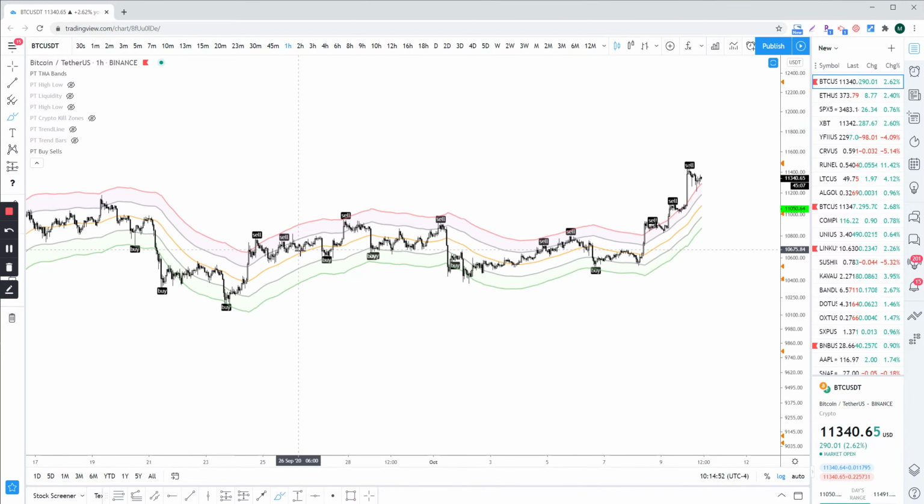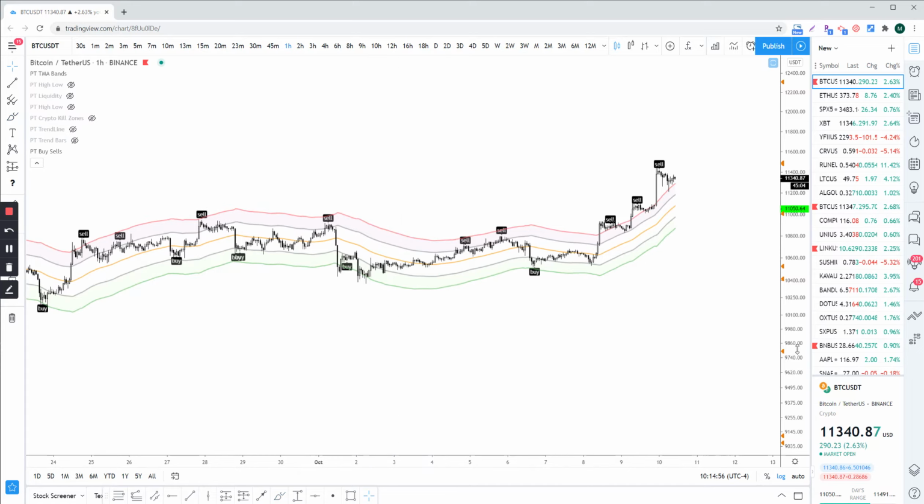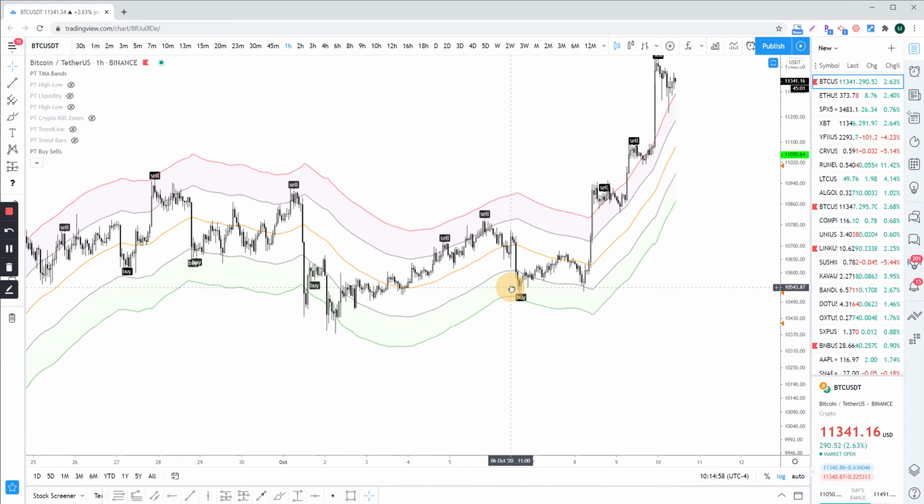All right. So yeah, the 1 hour is money for me. I never take things blind, but I always look at where we are with the bands. If you get a buy signal at the green, it's beautiful. You get a sell signal at the red, it's beautiful, right? Especially if you have a div.